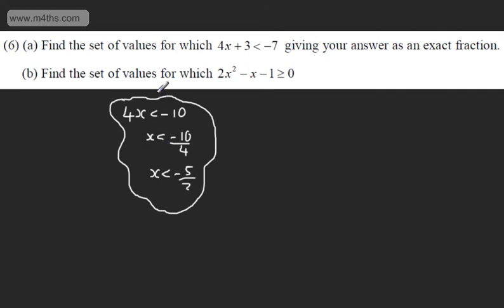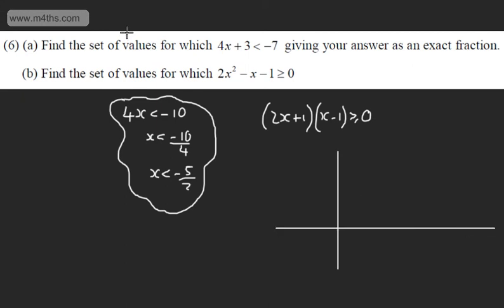In part B, we need to find the set of values for which 2x squared minus x minus 1 is greater than or equal to 0. This is a quadratic inequality. That's going to factor. I'll have 2x plus 1 and then x minus 1, and that's going to be greater than or equal to 0. I'm now going to draw a little sketch with my critical values. My critical values are going to be minus 1/2 and positive 1. So if we put these on, there's minus 1/2, there's 1.